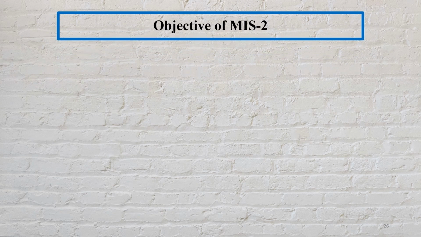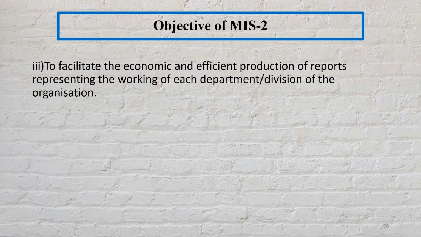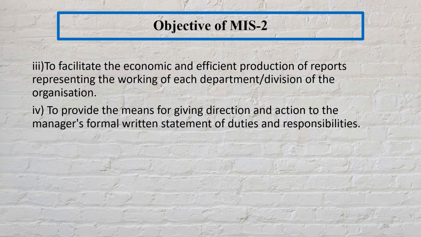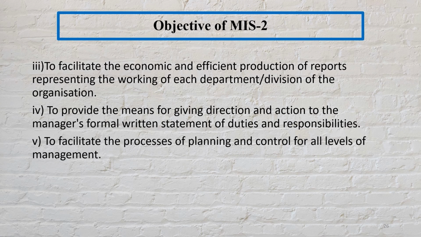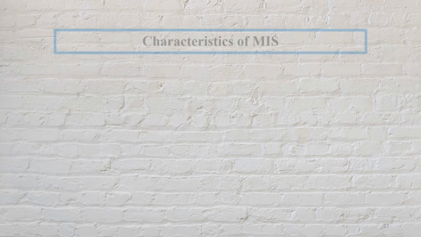So, what are the objectives of MIS? To facilitate the economic and efficient production of reports presenting the working of each department or division of the organization. To provide the means for giving direction and action to the manager's formal written statement of duties and responsibilities. And the fifth one is to facilitate the process of planning and control for all levels of management.